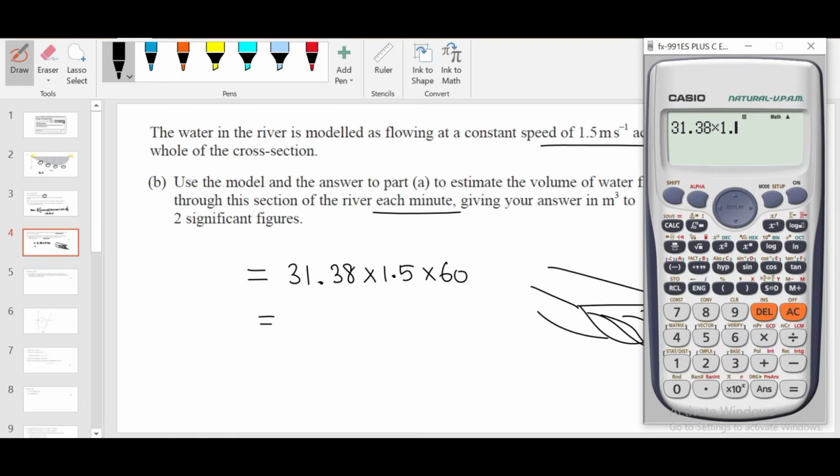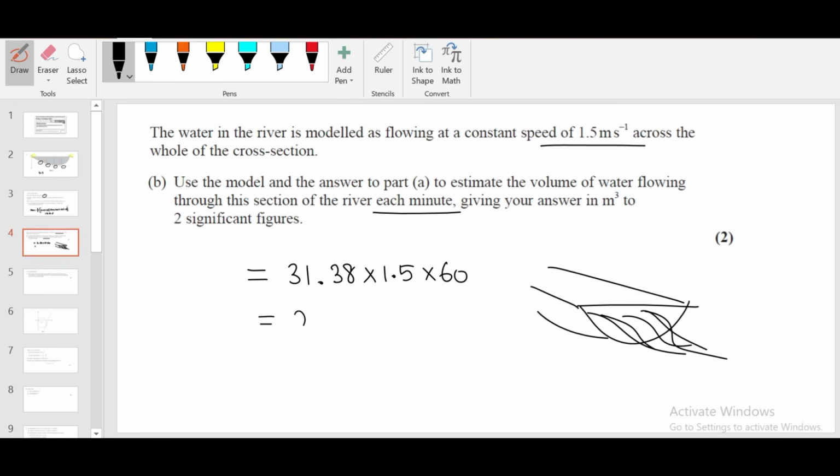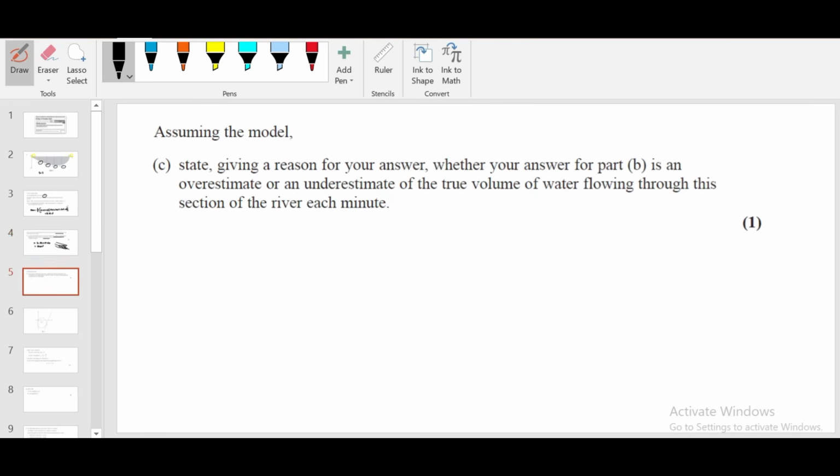31.38 times 1.5 times 60. They want the answer to 2 significant figures, so it's going to be 2800 meter cube. Why meter cube? We are finding the volume of the water flowing. That's all. Part C now.